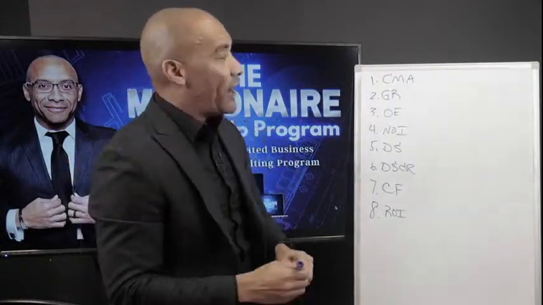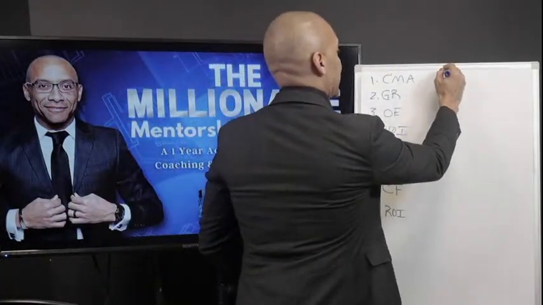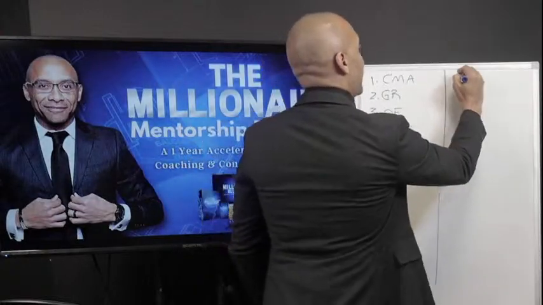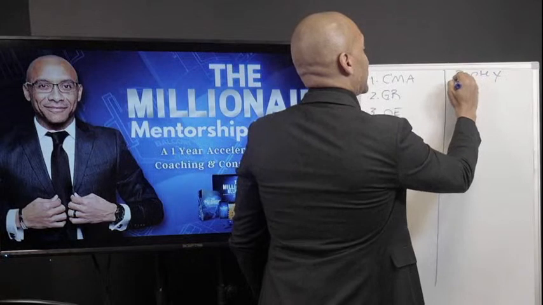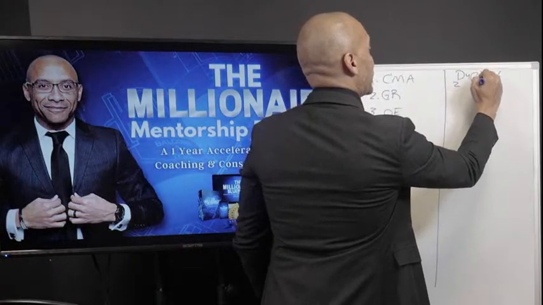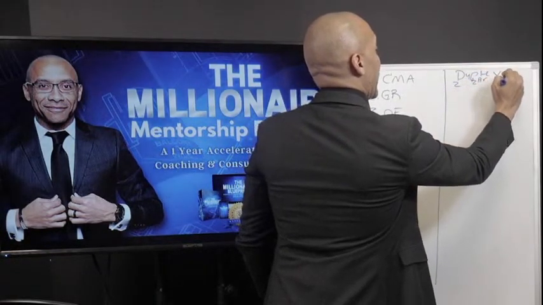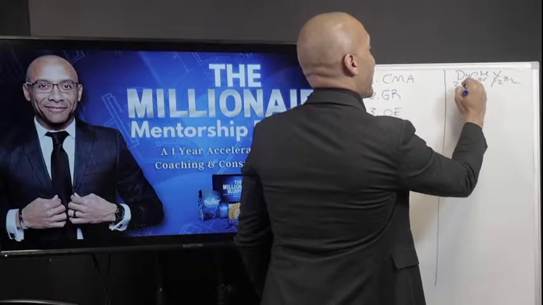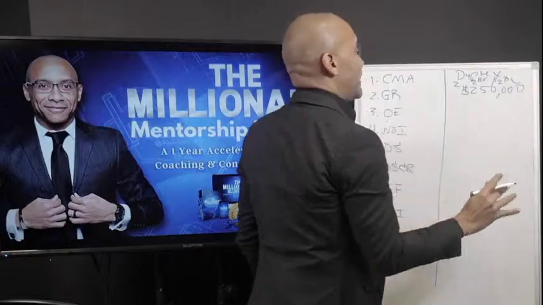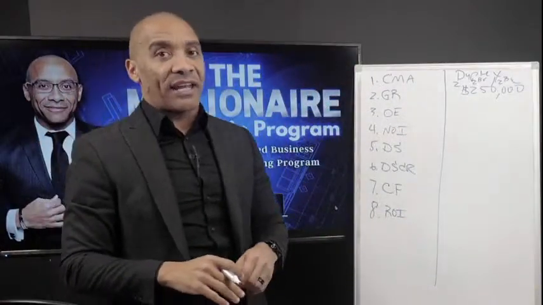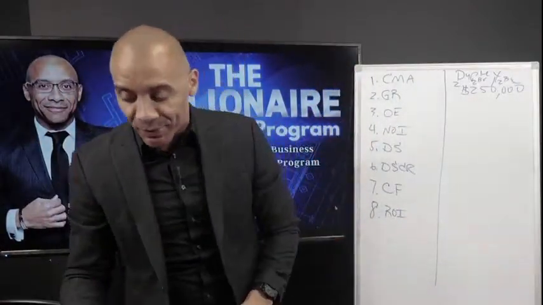So let's say you went on MLS and you did what I did. You found the property, okay? You found the duplex. Let me just put this down the middle. Let's say you found the duplex, and the duplex is two bedroom, 2 bath, and they're asking for $250,000.